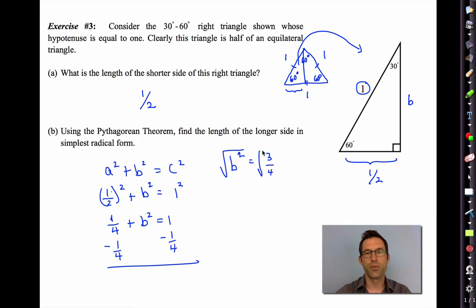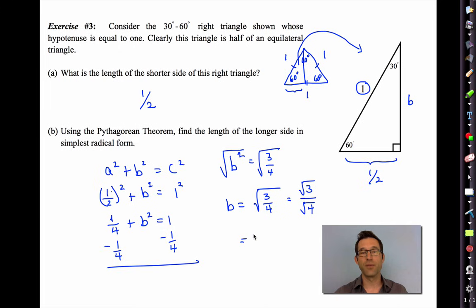And now I'll take the square root of both sides. So b is equal to the square root of 3/4. Now, just like before, I wish we could leave it like that, but the tendency is that we break it up as the square root of 3 divided by the square root of 4. The only reason we're doing that is that even though the square root of 3 is an irrational number, the square root of 4 can easily be found, and that's 2. So that is root 3 divided by 2.